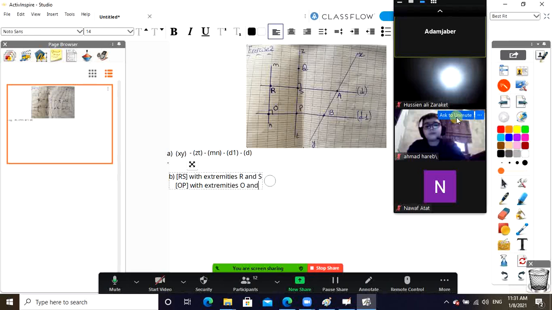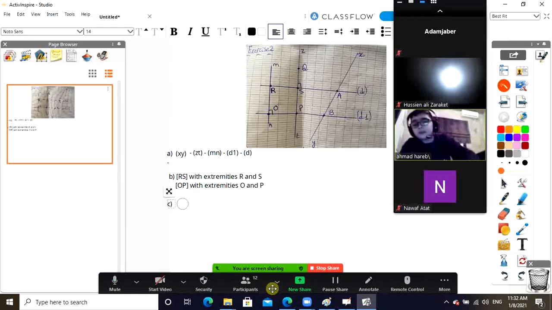O and P. Okay, let's move to part C. Come on, Ahmad. Name a semi-straight line and state its origin. Part C. Name a semi-straight line and state its origin. What is the meaning of a semi-line? A line with a point, limited on one side and unlimited on the other at the same time. Very good.